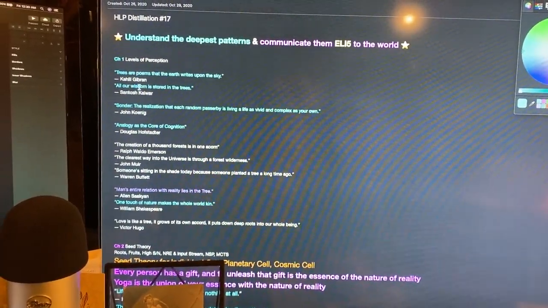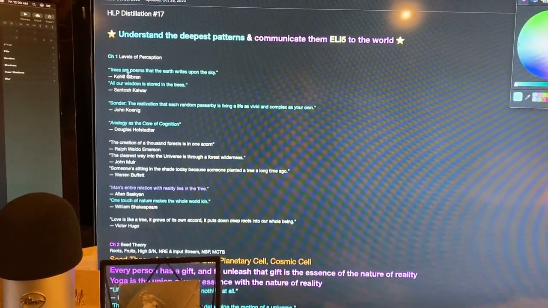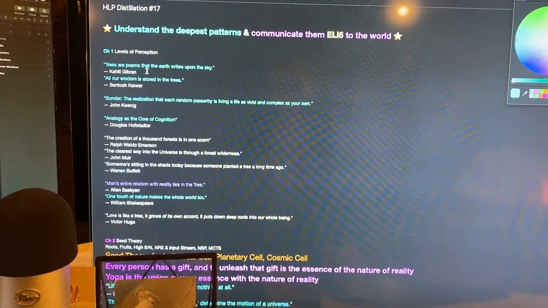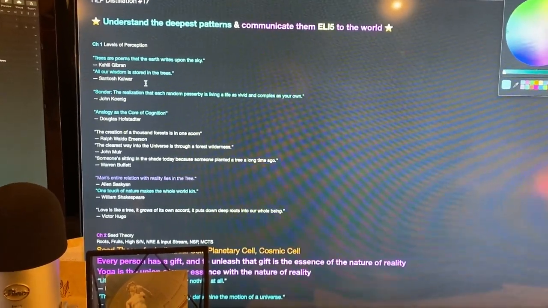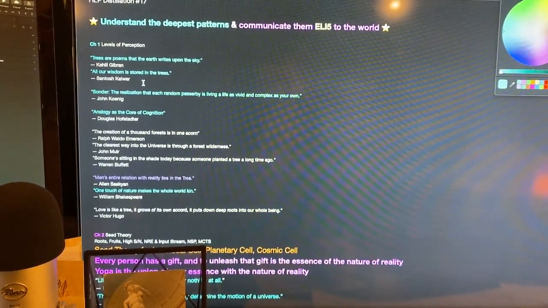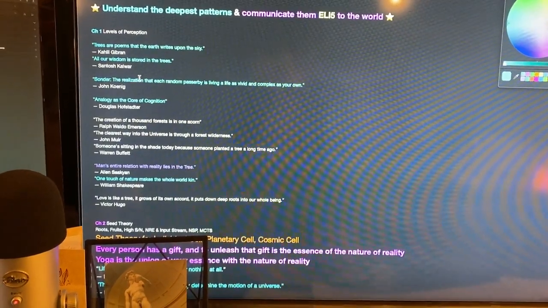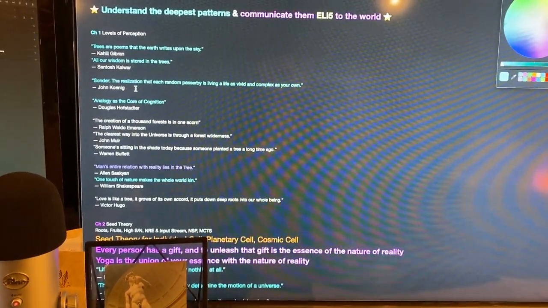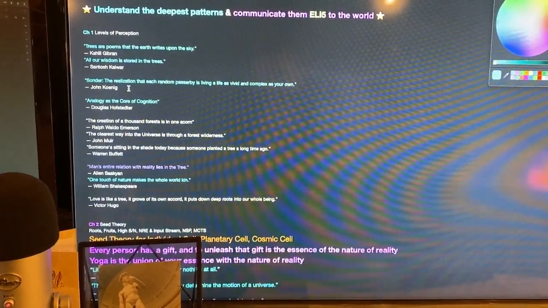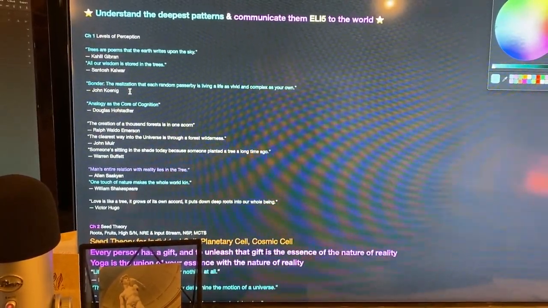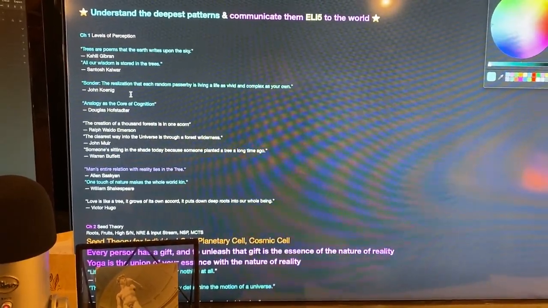But I will probably be using these top quotes, like "Trees are poems that the earth writes upon the sky," Khalil Gibran. "All our wisdom is stored in the trees," Santosh Kalwar, right? And then that second graphic with the humans is the human HLP Sonder, "the realization that each random passerby is living a life as vivid and complex as your own," by John Koenig. And I actually learned that Sonder quote like 6 years ago or something, closer to the beginning of the Dictionary of Obscure Sorrows and him publishing all these profound neologisms.